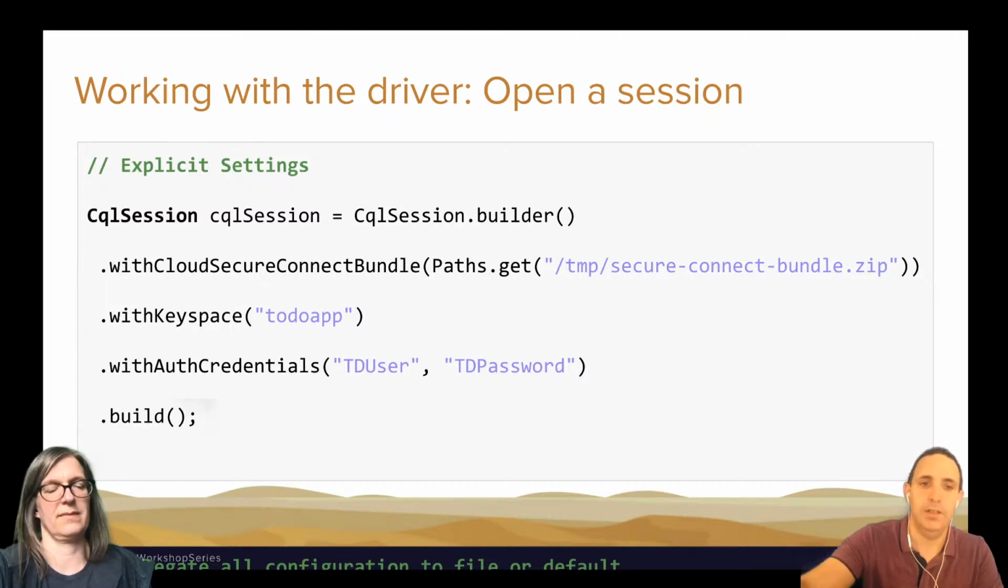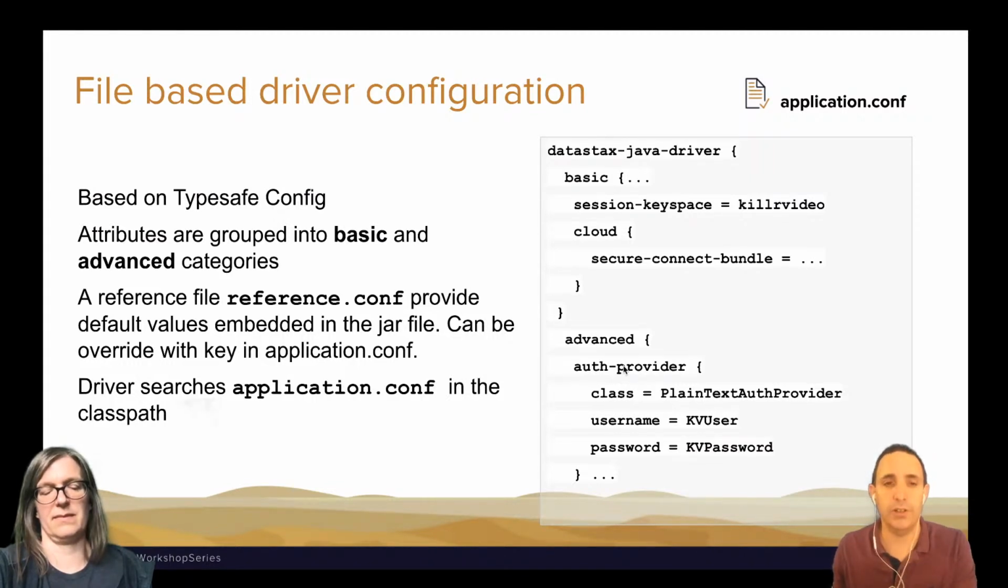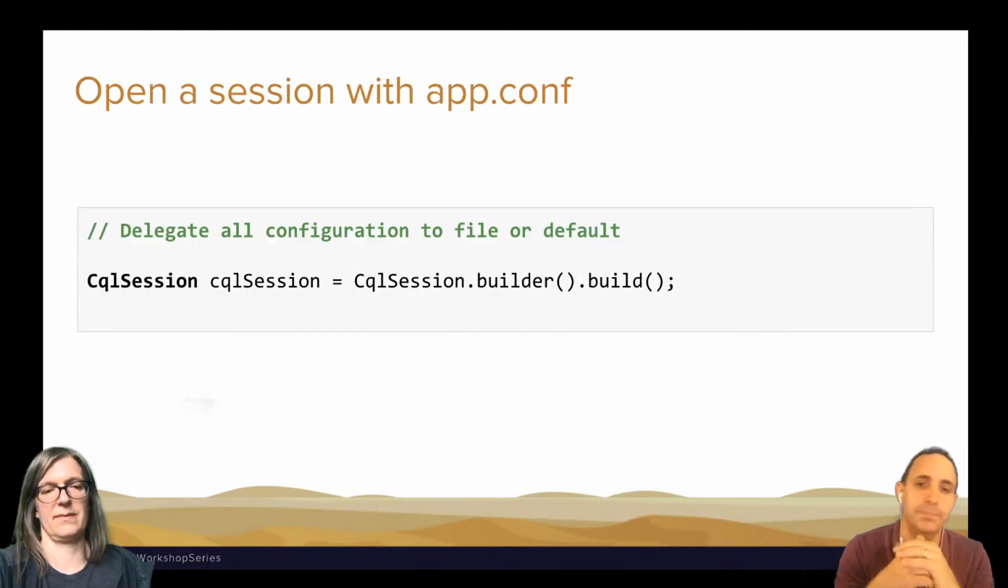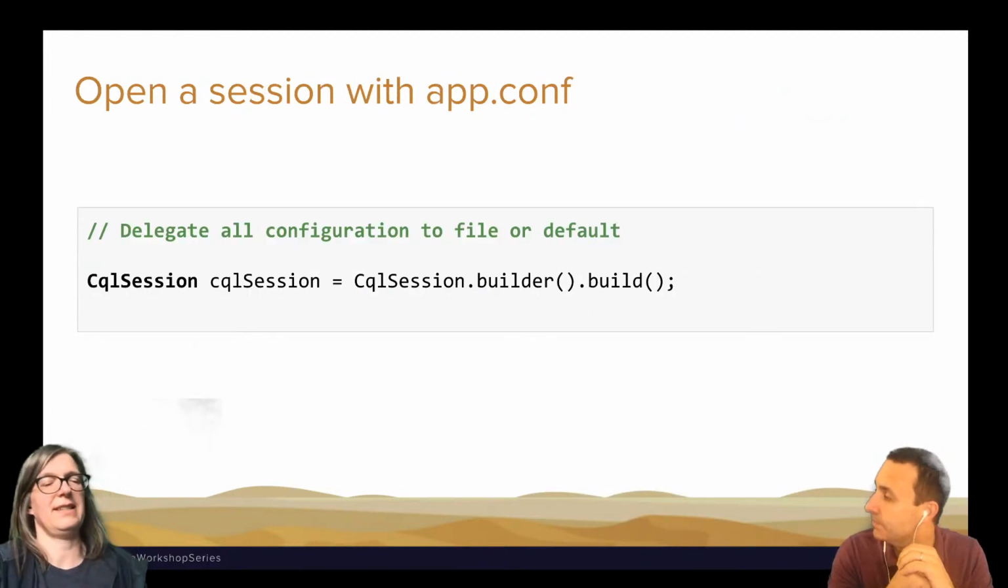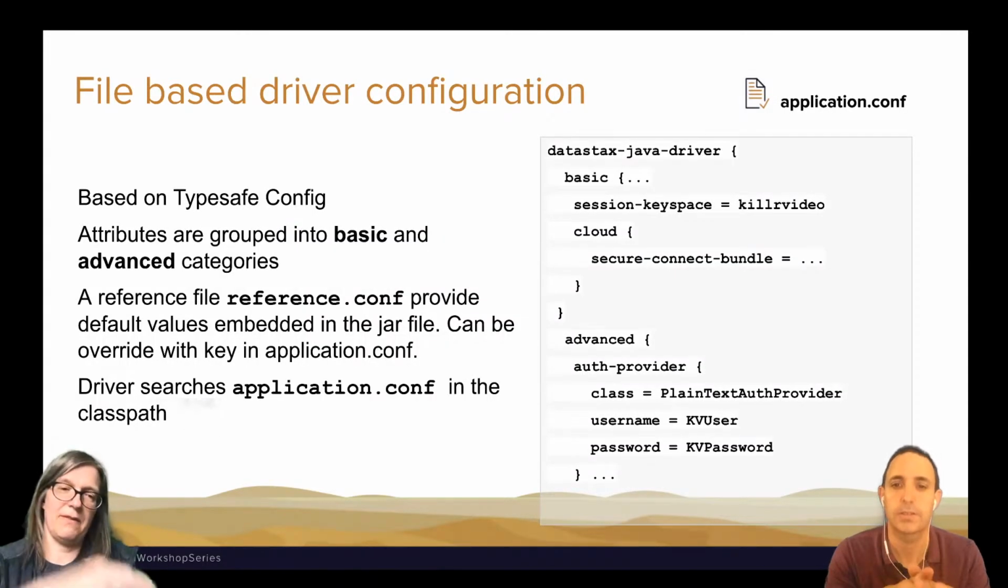Okay. Or you can say, all these keys would be in a file called application.conf in my app, in my classpath, and everything I just defined here would be part of this file. And now I simply have to say CqlSession.builder.build, and all the parameters will be read from this application.conf.